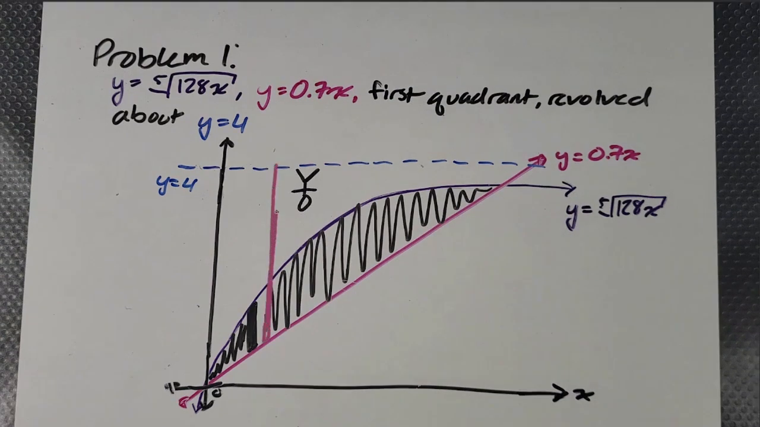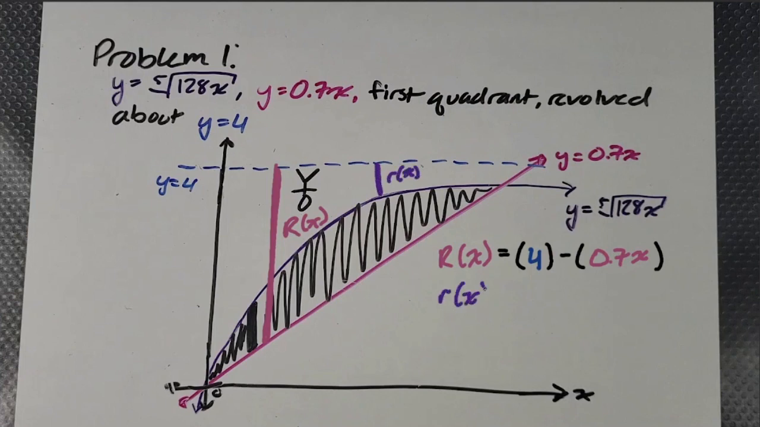We find big R of x by finding which function gets completely revolved first. We see that y equals 4 is the top and y equals 0.7x is the bottom. So big R of x equals 4 minus 0.7x. We find little r of x by finding which function forms the hole in the graph. We see that the hole's top is at y equals 4 and the hole's bottom is at y equals the fifth root of 128x. So little r of x equals 4 minus the fifth root of 128x.